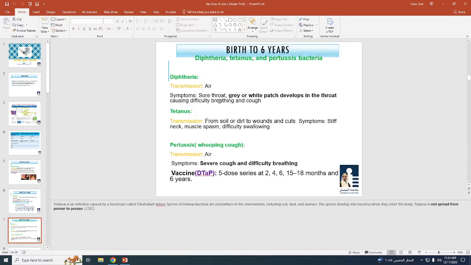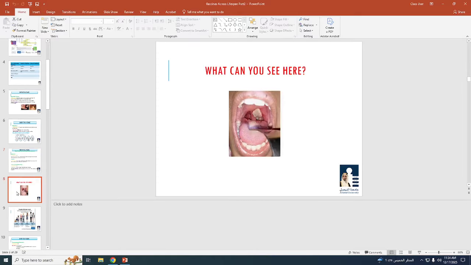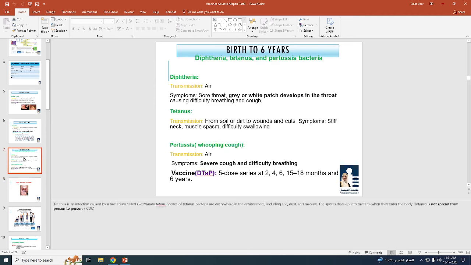Okay, so rotavirus causes watery diarrhea with no blood, and it might also cause dehydration and electrolyte imbalance. The other vaccinations that we need to give from birth to 6 years are DTP. What does DTP stand for? Diphtheria, tetanus, pertussis. Here, this is the white patch, which is diphtheria. Whooping cough, or severe cough, is pertussis.